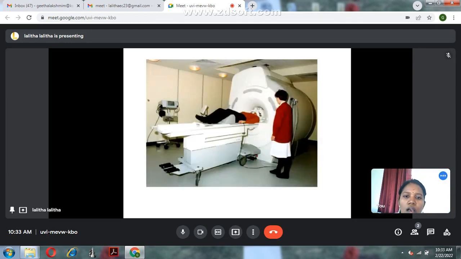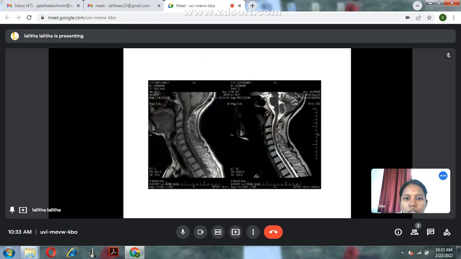This is how we can take pictures of our body. The human is inserted into the machine, which produces the picture. This is the MRI scan picture. This shows the internal organs of our human body. If we take the picture, it shows like this.